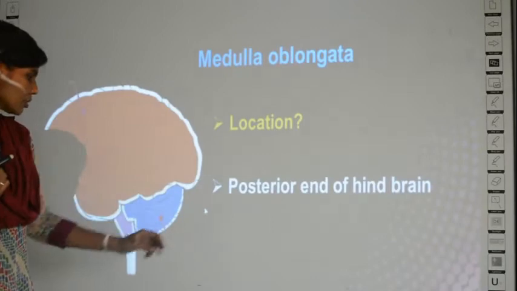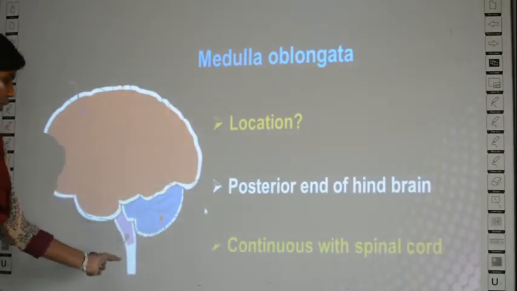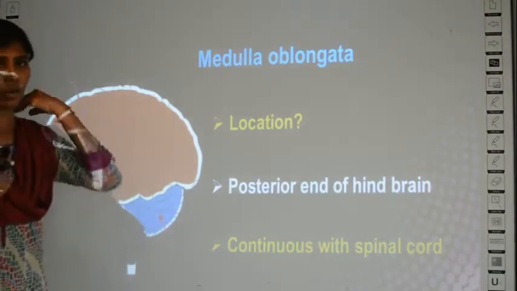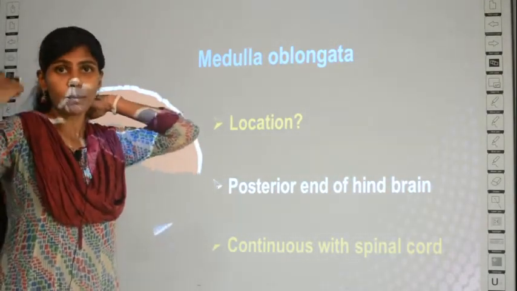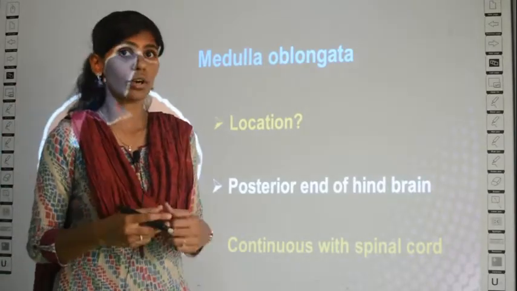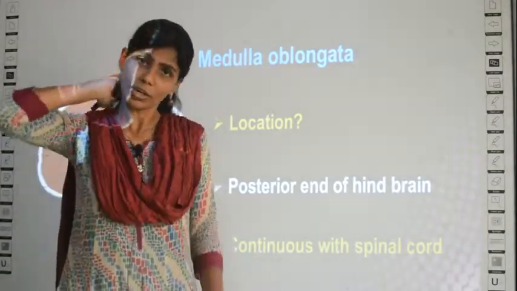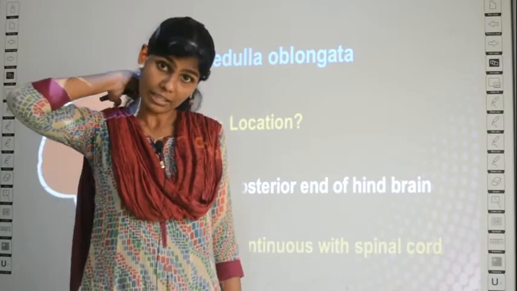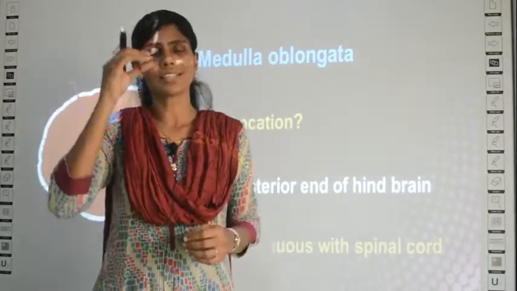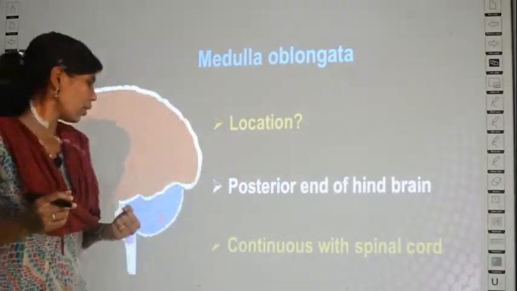Clear? And also you can see this is in continuation with the spinal cord. Which is the spinal cord? Where is the spinal cord? The long bone that you have in the back, it is also called the backbone. That is the spinal cord. If you touch the back side of your neck, you can sense a rod like structure, that is the spinal cord.